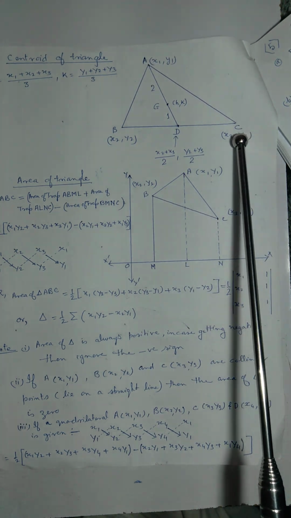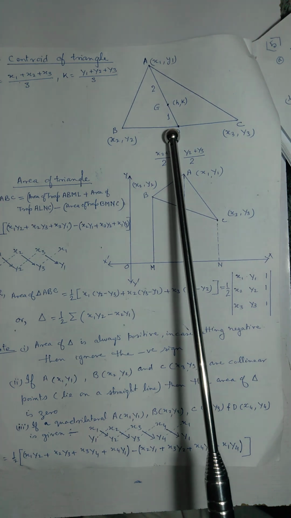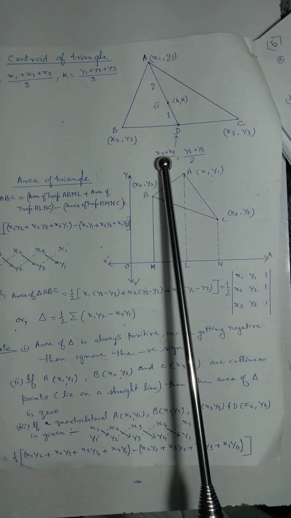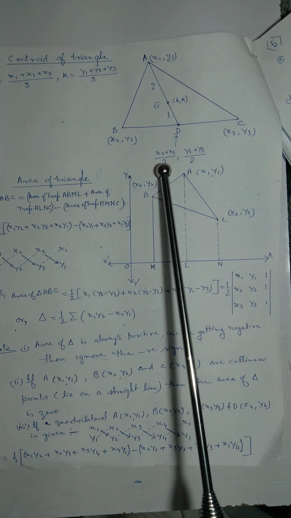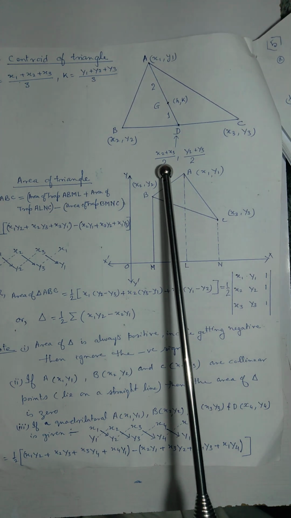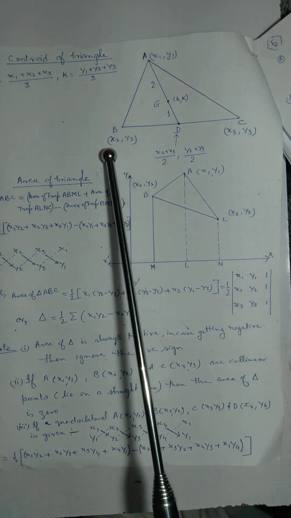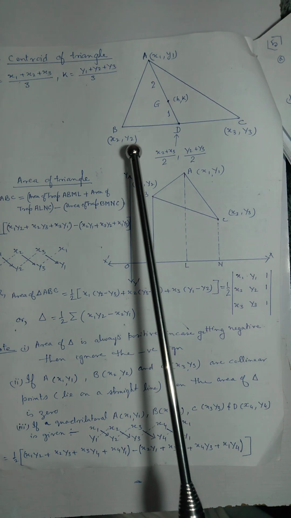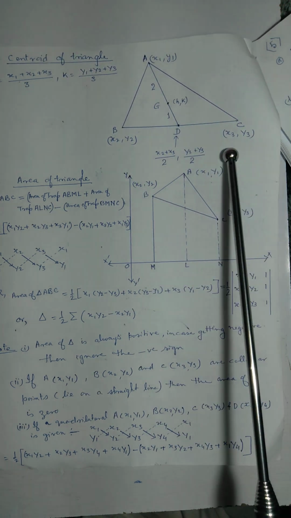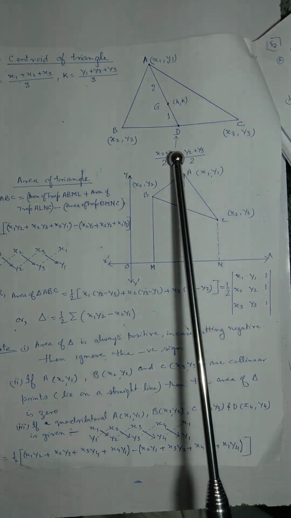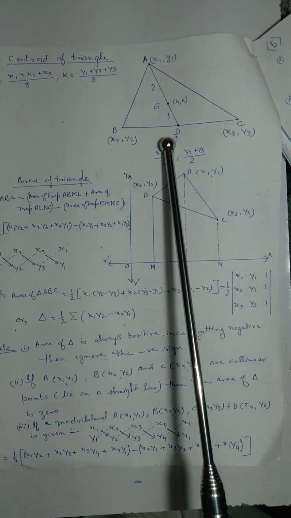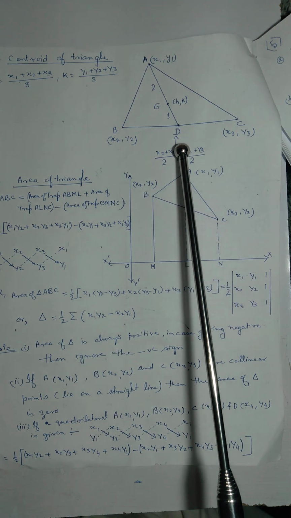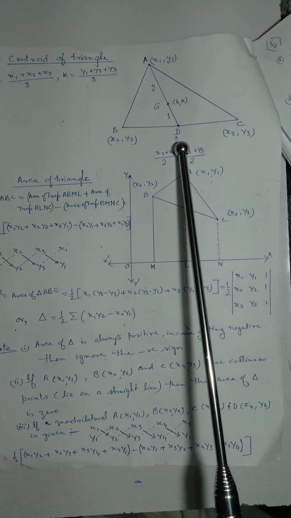As you have learned how to find the midpoint, you see D divides BC in the ratio of 1:1. So with the help of that formula, we can find the abscissa of the point D, that will come x2 plus x3 divided by 2. Similarly, y2 plus y3 divided by 2. That will be the coordinate of the point D. And if you join AD, that will be the median.